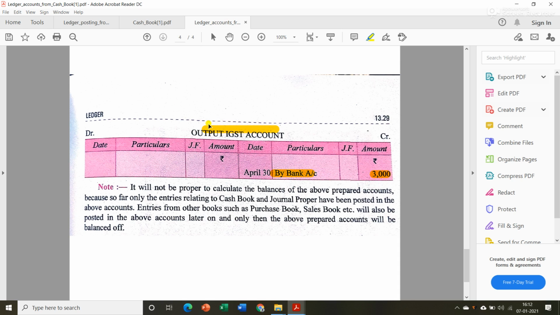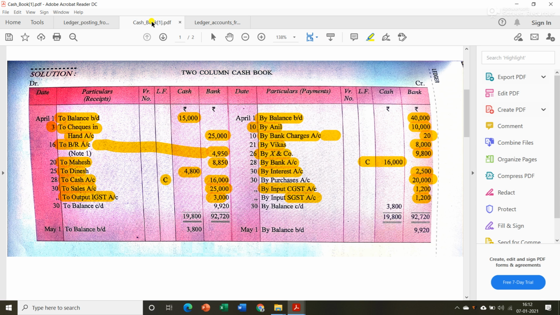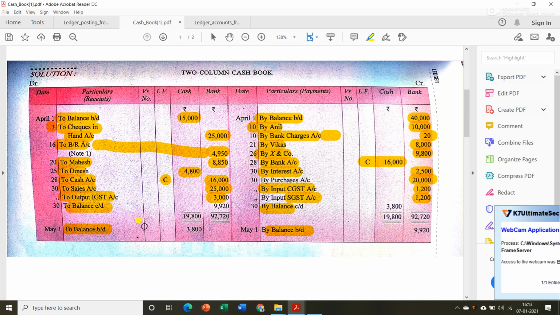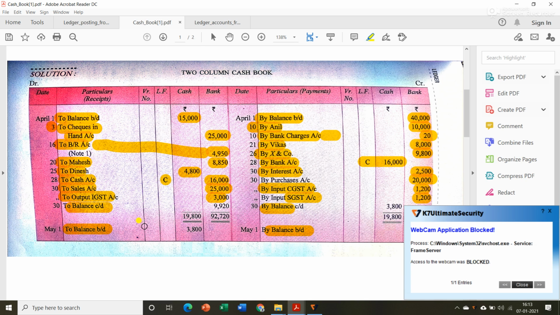Now since we are only preparing the ledger from the cash book, we don't have to balance the accounts. Earlier, in our previous session, we saw how to balance each and every ledger account and how to prepare a trial balance, but in this question they haven't asked to prepare a trial balance, so we are going to simply ignore that balancing part. But for the cash book you have to balance. You have to find out balance carried down as well as balance brought down. I hope you already know how to do that. So we will wind up here for this session. Thank you.